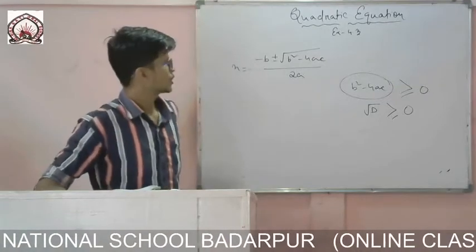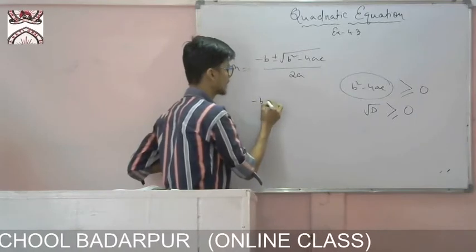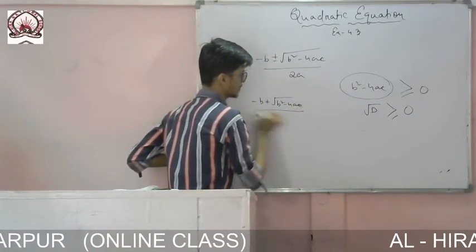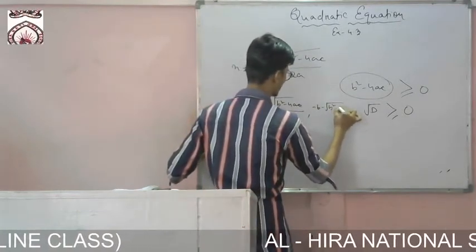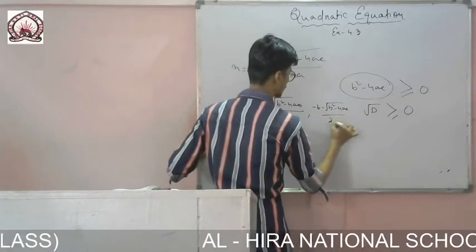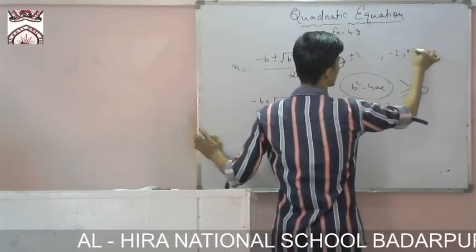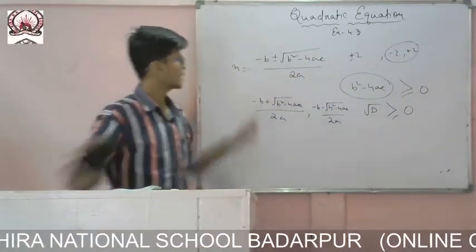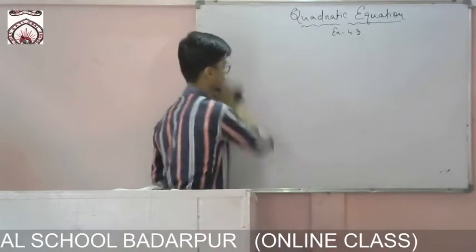So the two roots come from plus minus: one time it will be minus b plus root over b square minus 4ac by twice a, and another time it will be minus b minus root over b square minus 4ac by twice a. If I write plus minus 2, that means it is minus 2 and plus 2. So now we will use this formula, actually a very easy way, to find the roots.